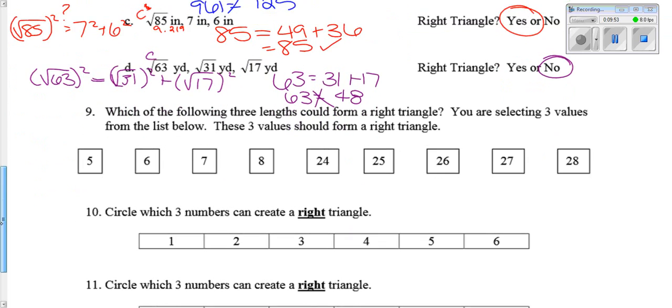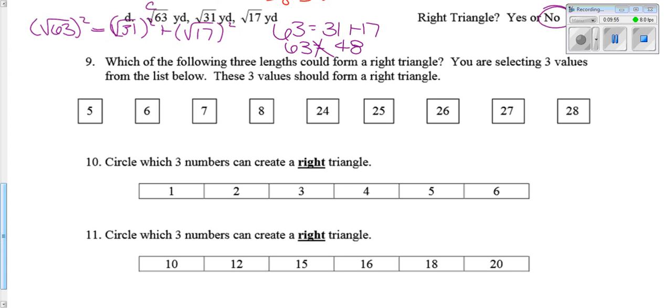Number 9, which of the following three lengths can be used to form a right triangle? You are selecting 3 values from the list below. These 3 should form a right triangle. Things to keep in mind are your Pythagorean triples. So keep in mind your 3, 4, 5s, your 5, 12, 13s, your 7, 24, 25s.